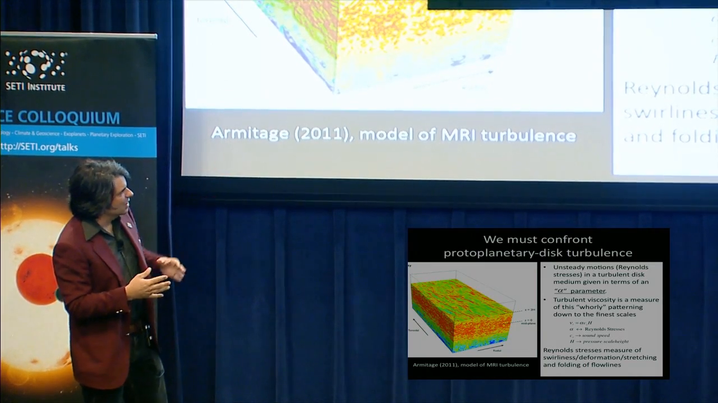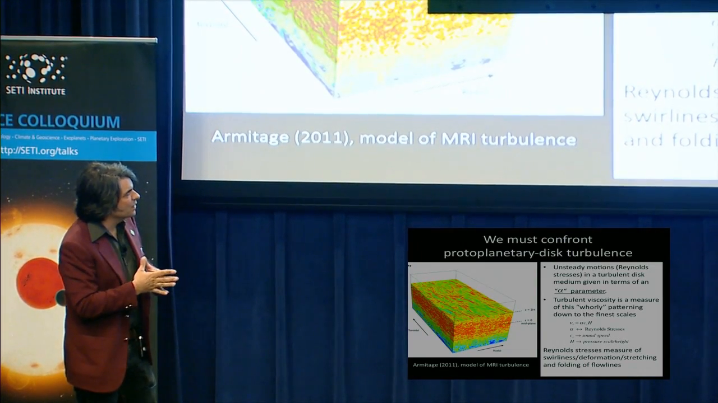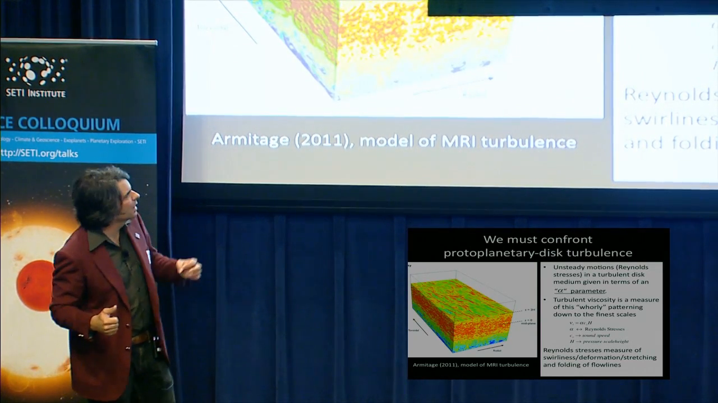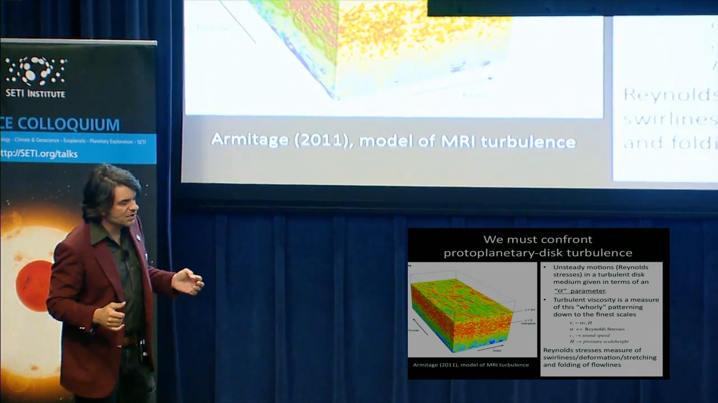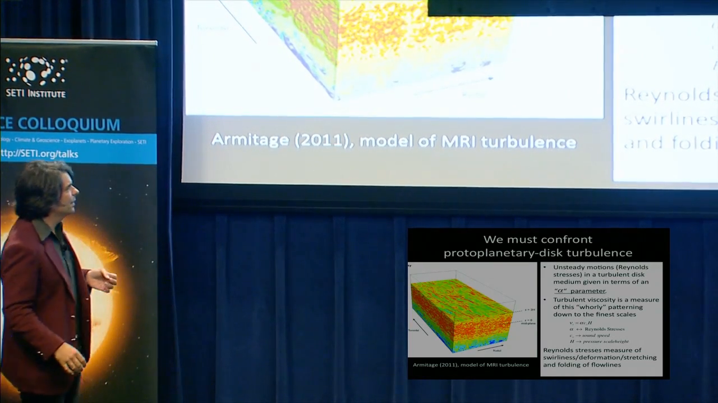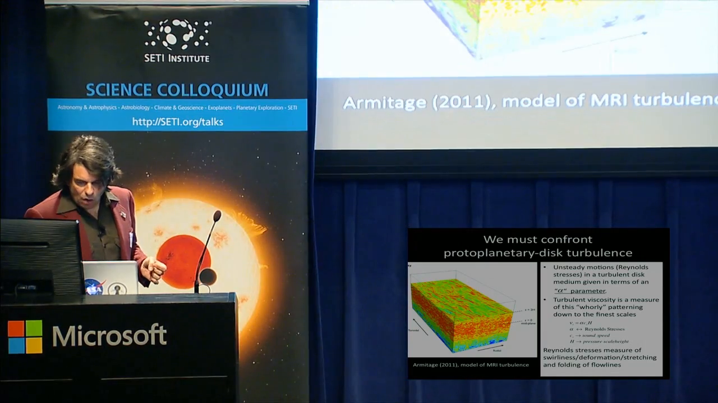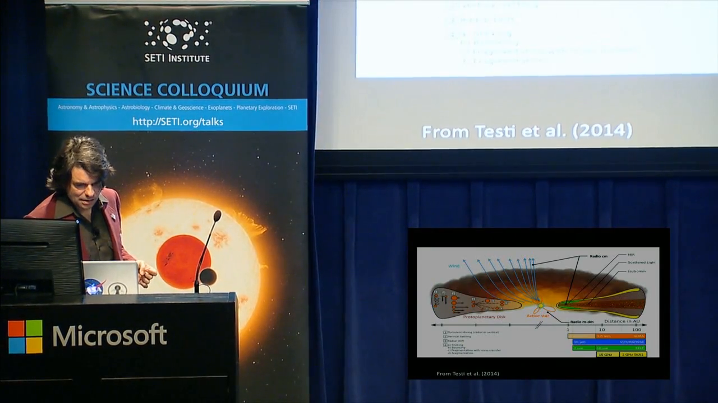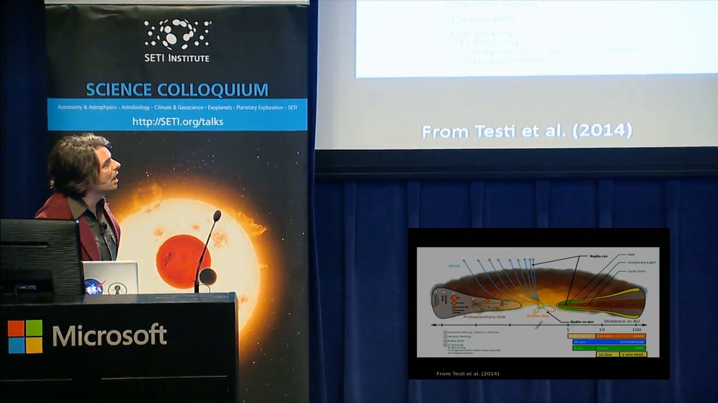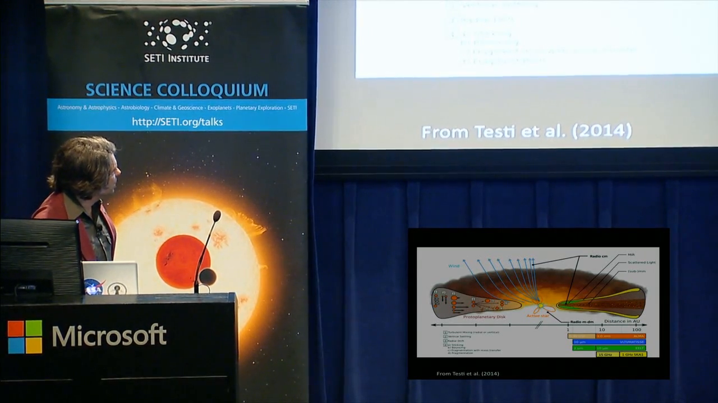And it's given essentially as a viscosity coefficient, which is a product of some unknown parameter alpha, which is extracted empirically, the local sound speed of the flow, and the local vertical scale height of the disk itself. So, great. How does one get to 100 kilometer scale structures?